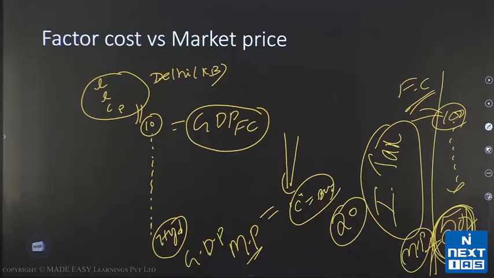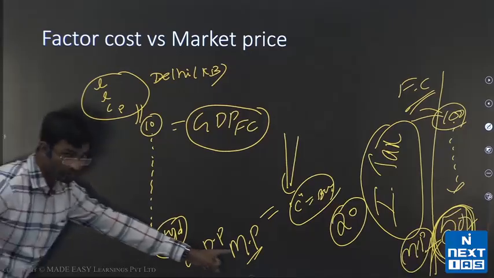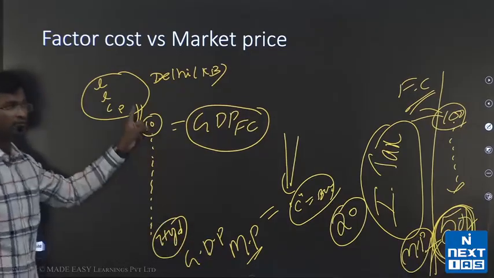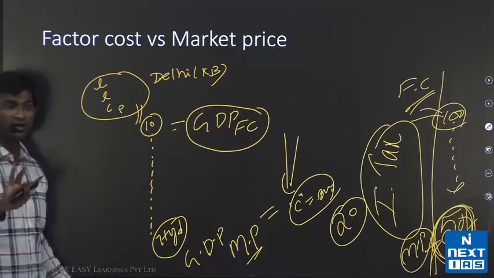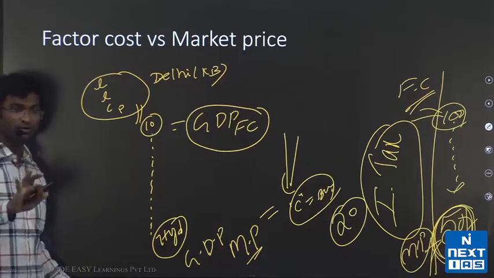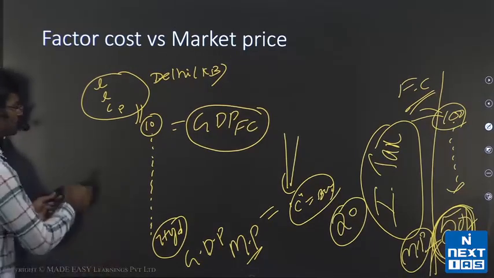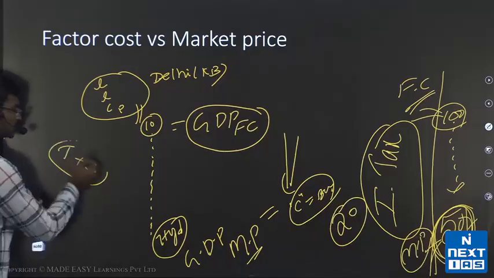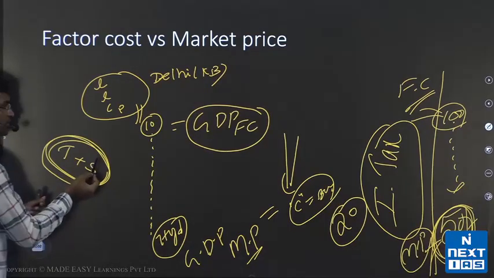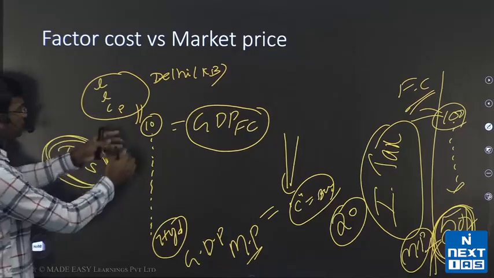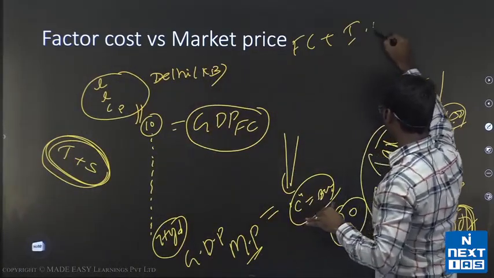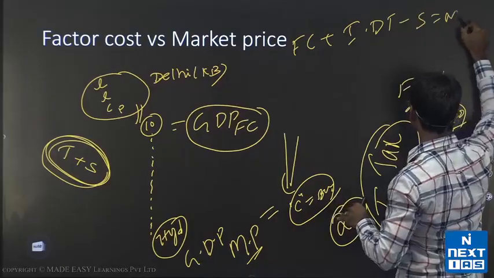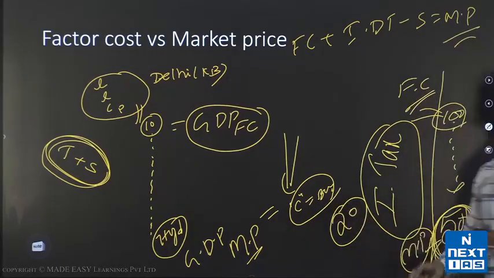It depends on subsidies and taxes. Generally we think like this: market price is always greater than the factor cost. Is that true or false? False, because the government plays an important role in the economy. When I say government, I mean taxes and subsidies. If you are adding indirect taxes to the factor cost and subtracting the subsidies, we get the market price or not?